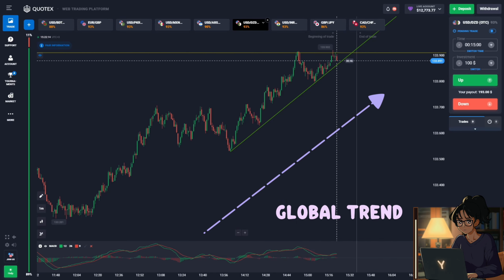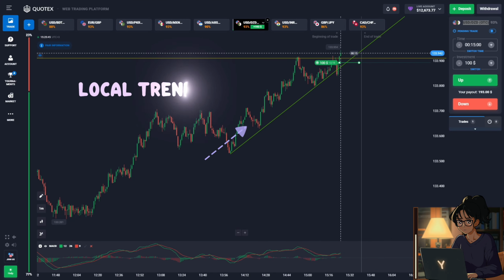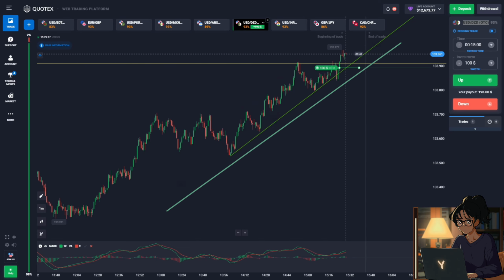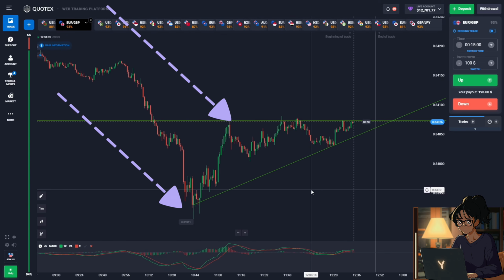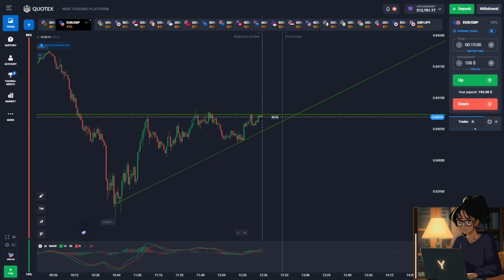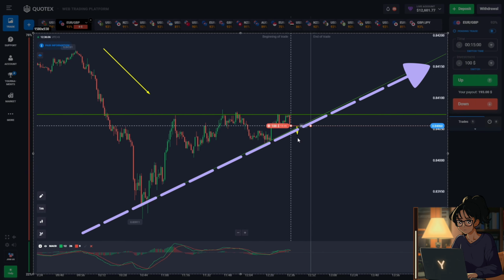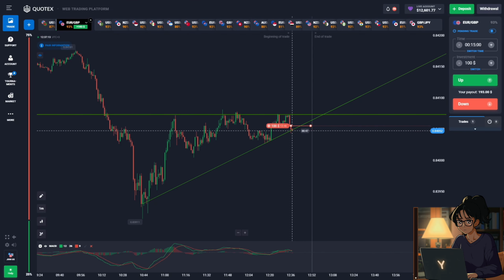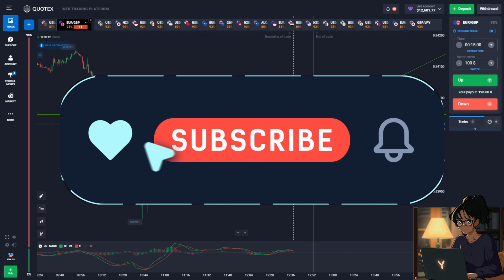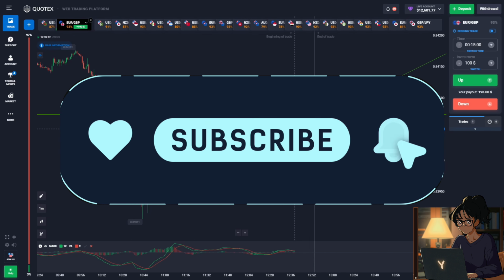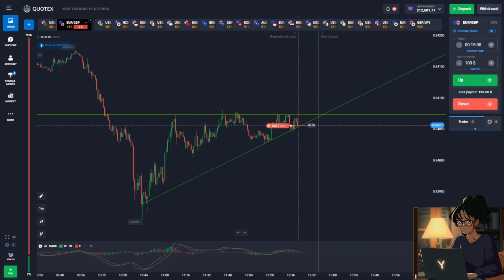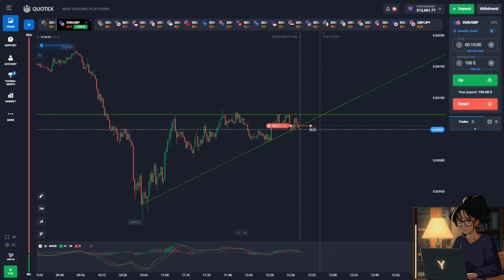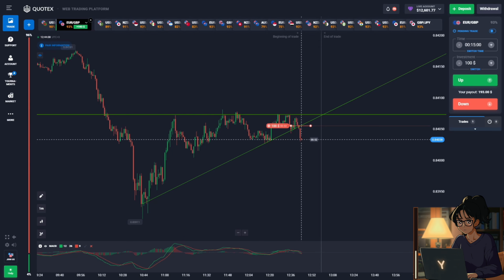Well, if the global trend is going up, and the local trend is also pointing up, then you're looking to trade a bounce off that local line. But if the global trend is going up, and the local trend is moving down against it, then you're looking to trade a breakout of the local trend line. Honestly, this is the most important rule in trendline trading. And guess what? About 90% of traders don't even understand this concept clearly.